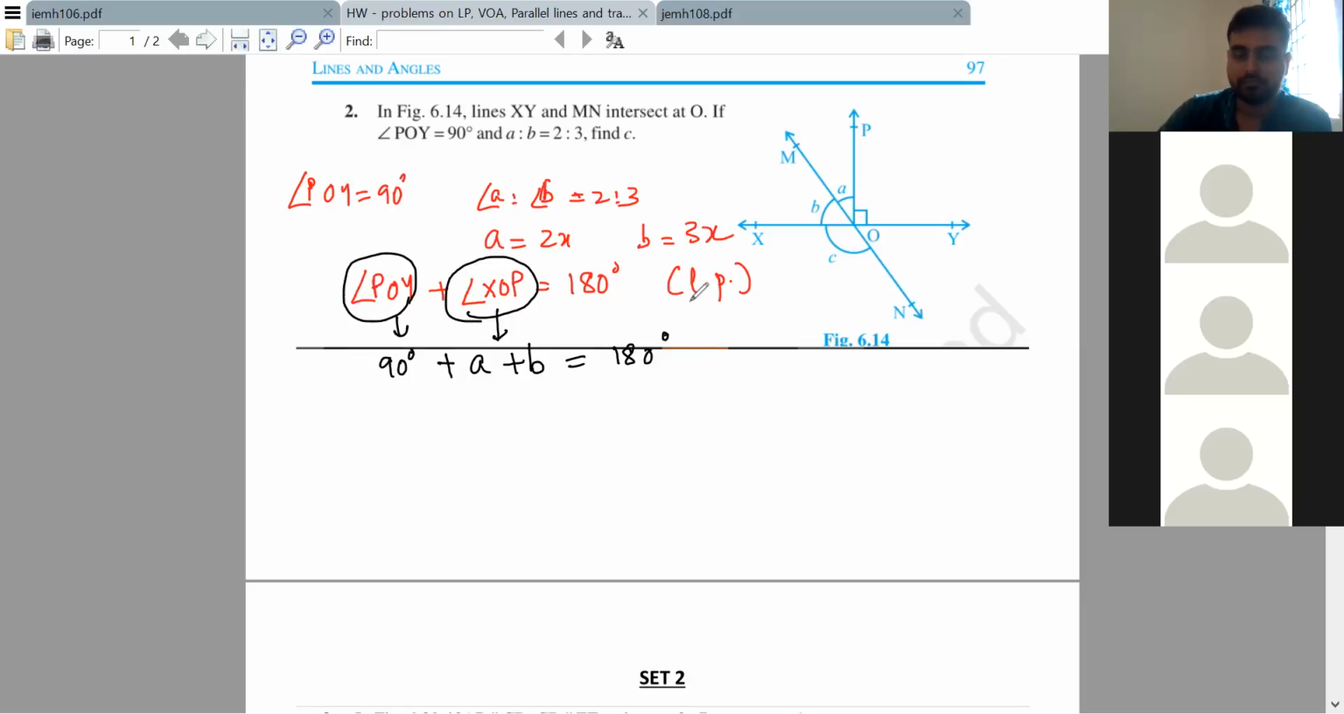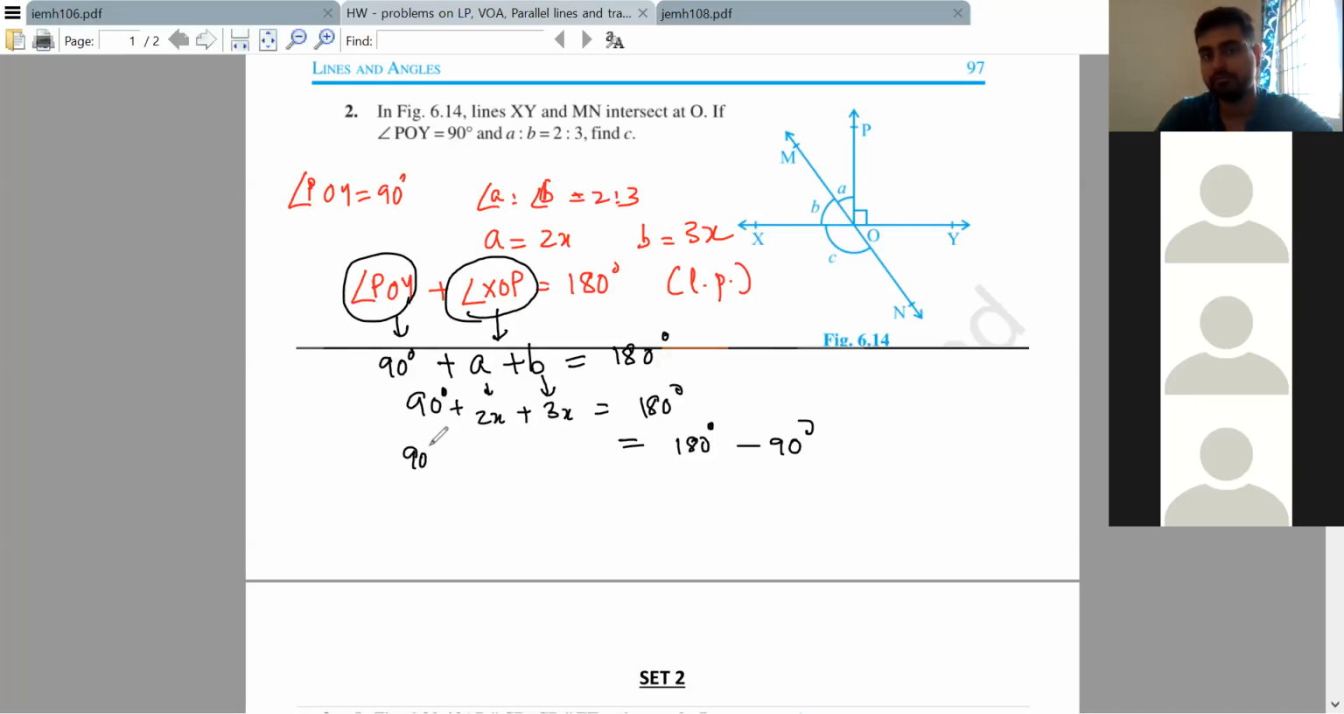Angle A plus angle B is 2x plus 3x, sir. So we'll convert that. Very good. 90 degrees plus, here we'll write 2x plus, in place of B, we'll write 3x, is equal to 180 degrees. We will minus 90 from both sides, sir. 180 minus 90, left side 90 is gone. So the right side answer will be 2x plus 3x is equal to 90.